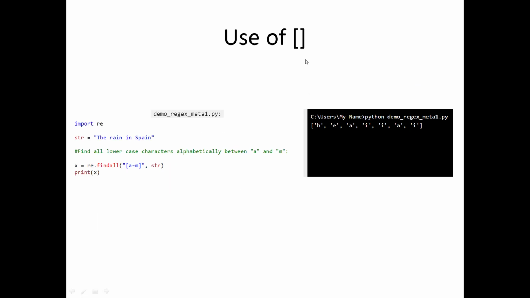So let's look at the use of left and right brackets. In this simple script, we're going to import the re module, and we have a string, the rain in Spain. We want to find all the lowercase characters between a and m. So we can use the findall function within the re module, and when we put a-m inside these brackets, it allows us to find all occurrences of the letters a through m in the string that we have specified here. And then we'll simply print them. Now note how the results look. They're returned in a list.